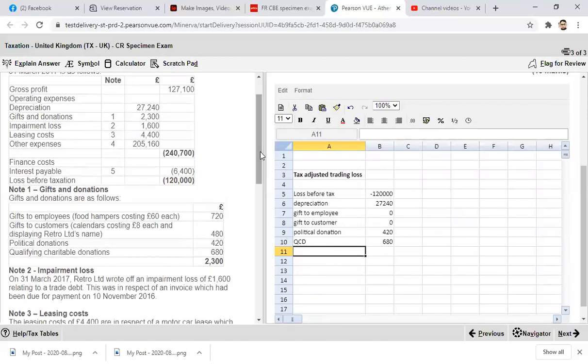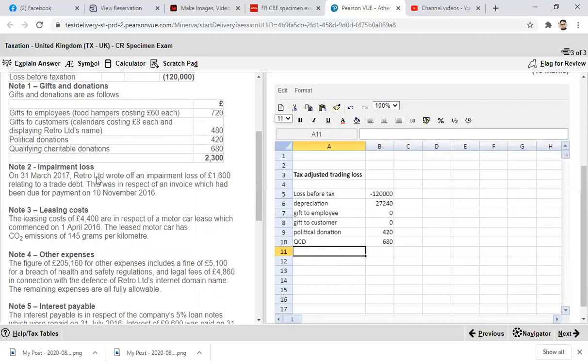Afterwards, we have impairment loss, point number two. On 31st March, Retro Limited wrote off an impairment loss related to a trade debt. An impairment loss, if it's related to trade, is an allowable expense. Put zero here. The next one is leasing cost. The leasing cost is 4,400 in respect of a motor car, which commenced on 1st April 2016. The motor car has a CO2 emission of 145 grams per kilometer. It's a high emission car. So in the case of leasing costs, if it's a high emission car, then 15% of the amount is disallowed. So we have to add it back. How much? 15% of the amount.